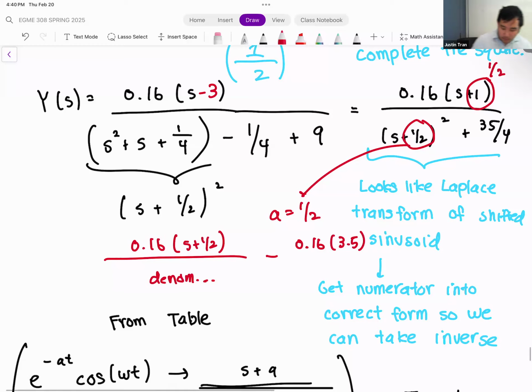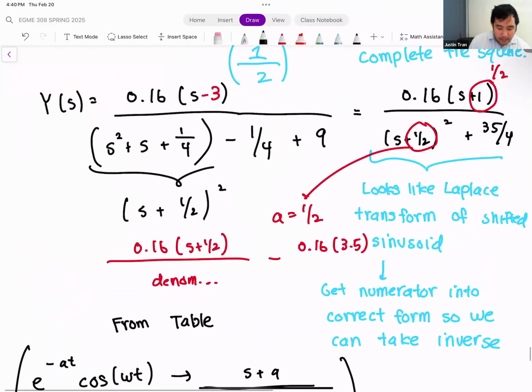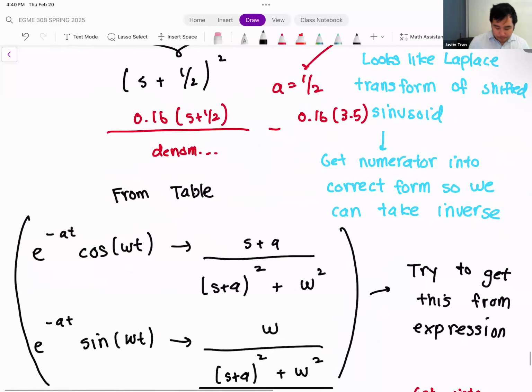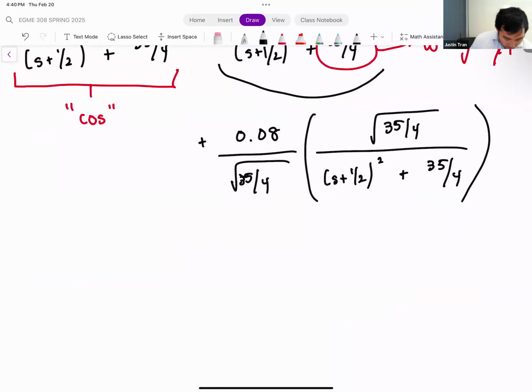So in this case down here, if we simplify this, we turn this back into 0.16 times 1/2, right? If we actually added these two things together, we should get back our s plus 1 on the top. Any other questions on this stuff here? Okay, let's go ahead and take the inverses, because now these are all ready. So we take the inverses.